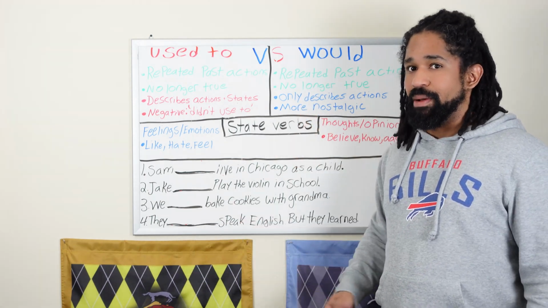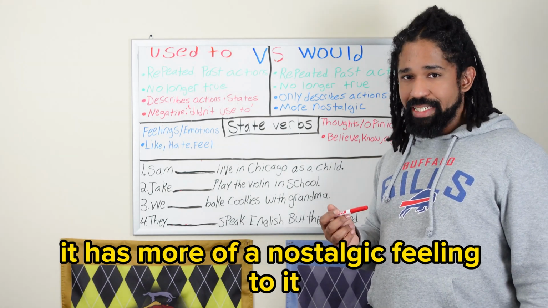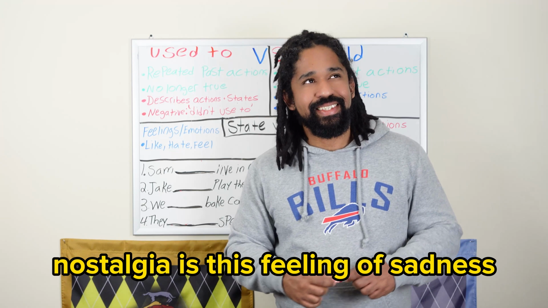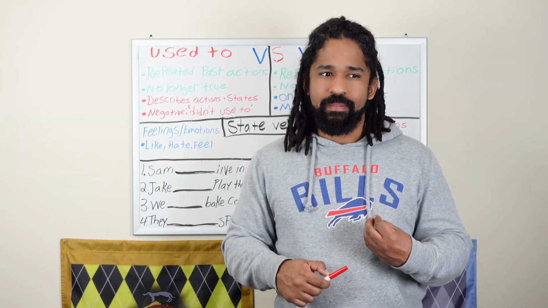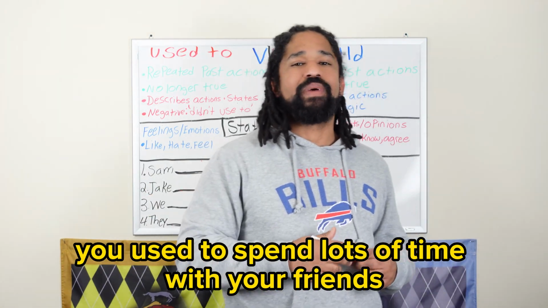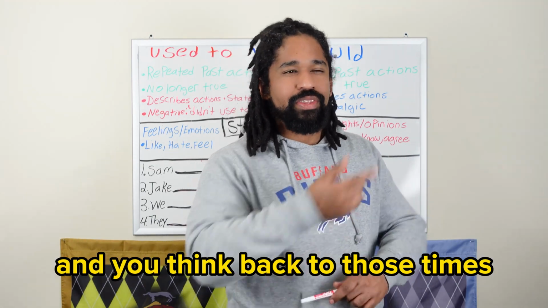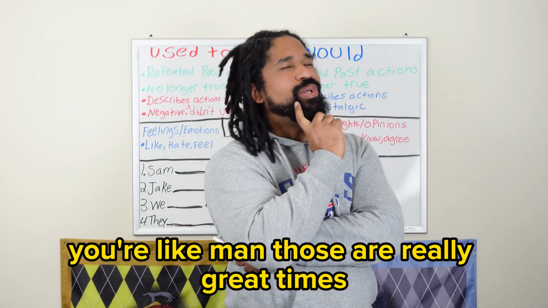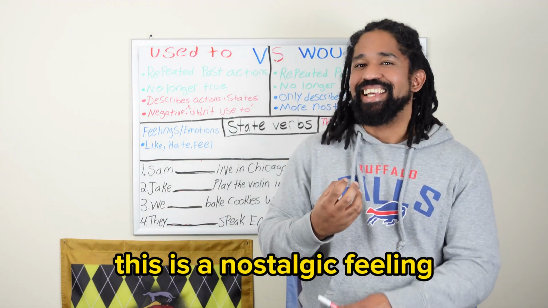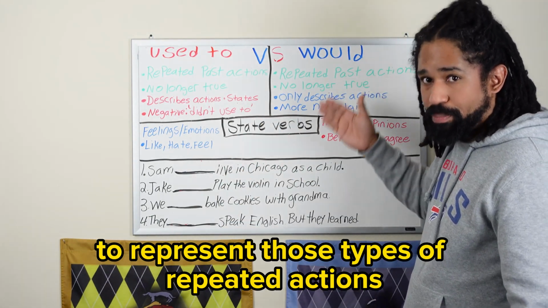But one more thing that's different between the two is that would is a bit more emotional. It has more of a nostalgic feeling to it. What is nostalgia? Nostalgia is this feeling of sadness, but a kind of happy sad for something in the past. Imagine in your childhood, you used to spend lots of time with your friends, playing games, eating, exploring your neighborhood, and you think back to those times. You're like, oh man, those were really great times. I wish I could do that again. This feeling, this is a nostalgic feeling. And in many cases, we would use would to represent those types of repeated actions.